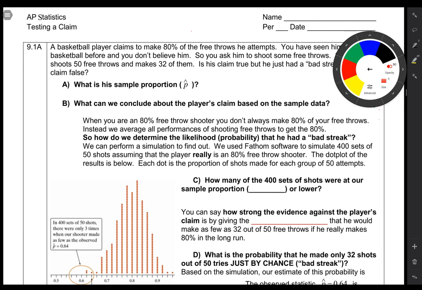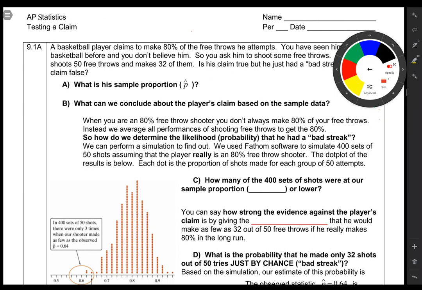Hello, AP Stat students. Previously, we talked about confidence intervals, and that is one of the two most common types of statistical inference. You want to use it when your goal is to estimate a population parameter. The other type of inference is called a significance test, and it has a different goal. Our goal is to assess the evidence provided by data about some claim concerning a parameter.